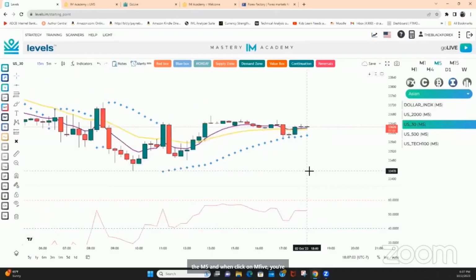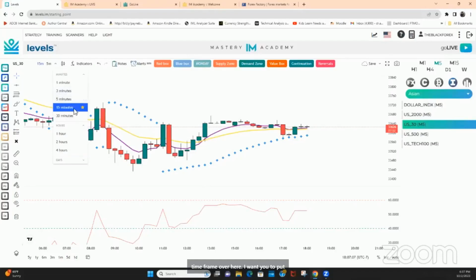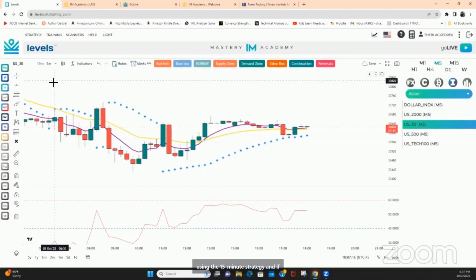When you click on M5, you're going to press 15 minutes. There's a time frame over here. I want you to put a star on 15 minutes because we're going to be trading this week M5 using the 15-minute strategy. And if this works for you, I really would appreciate if you shared that it's working for you in our chats, just so that other people will be encouraged to do the same.